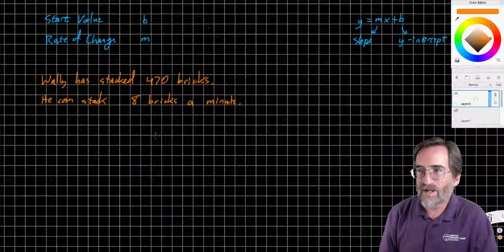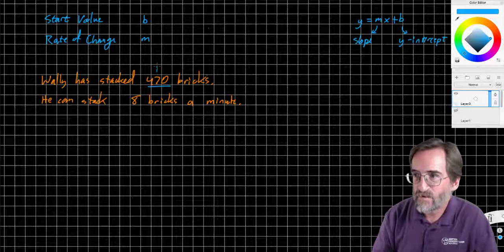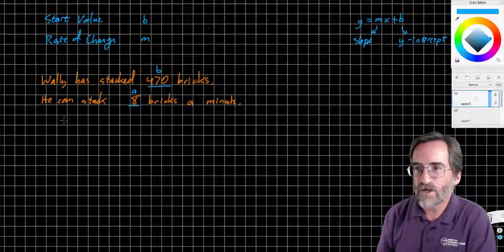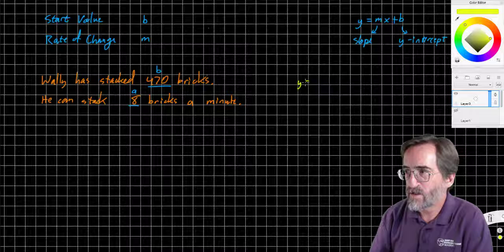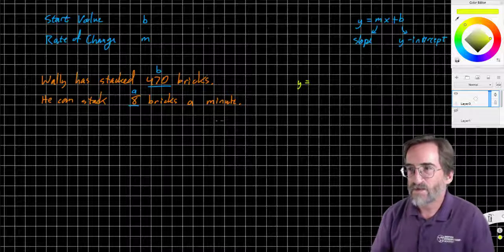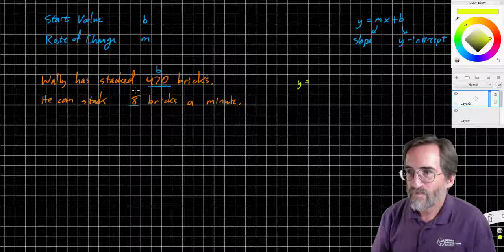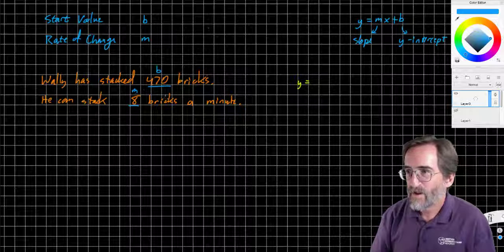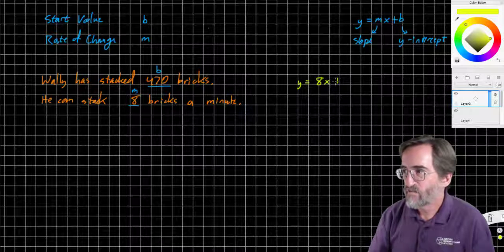So he can stack 8 bricks a minute. So there is my V, and there is my A, right? And we can model this situation, this scenario now, with a linear function. Y equals m, actually, sorry, M and V. Okay. We can model this with y equals 8x plus 470.